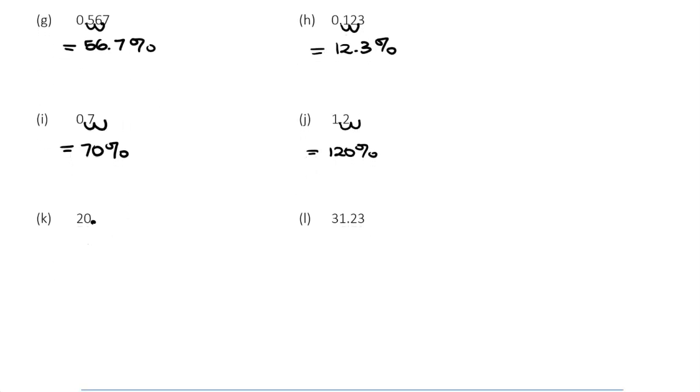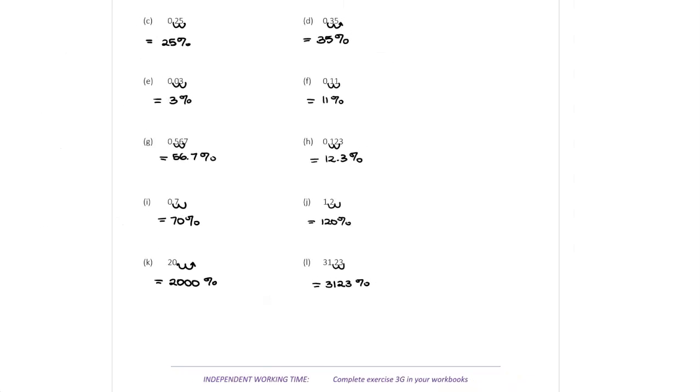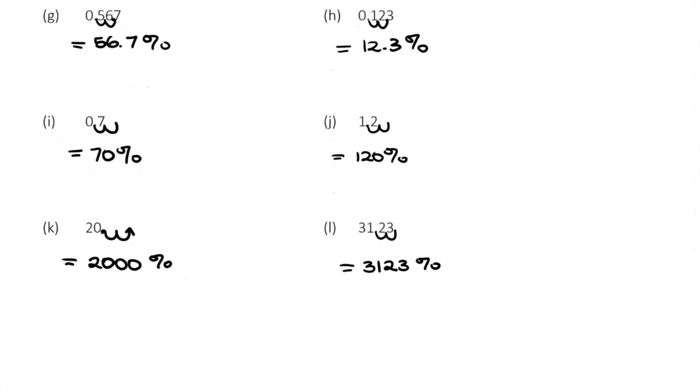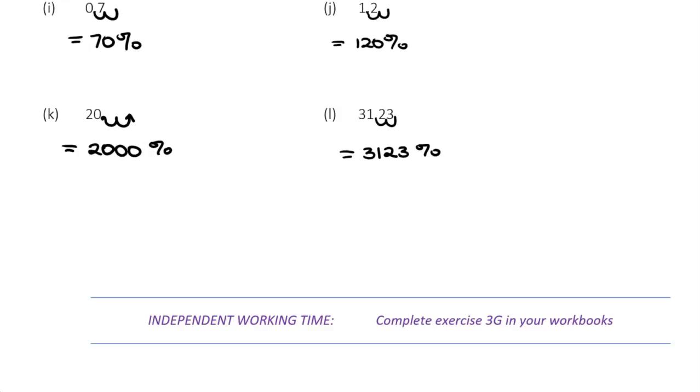Ooh, now this one. Still need to do the same thing. So we need to go jump, jump, and this is going to be 2,000%. And this one here, jump, jump, oh my goodness, 3,123%. So all of these were decimals that we were given. We were asked to change them to a percentage. Okay, that's the end of our lesson.